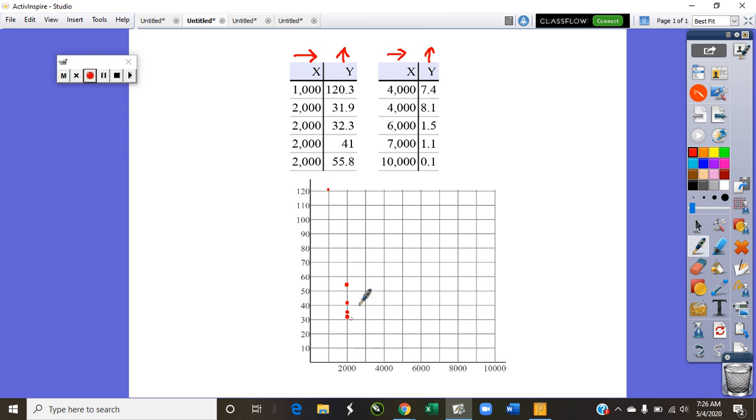Okay. And then we go over to 4,000 and then up to 7.4. So over to 4,000, up to 7.4. I'm not sure, probably right in there. And up to 8.1 off of 4,000, so probably like right there. And then over to 6,000 and up 1.5, so it's going to be like right here. And over to 7,000 and up 1.1, so it might be like right here. And then all the way over to 10,000 and up to 0.1, so it might be like right there.